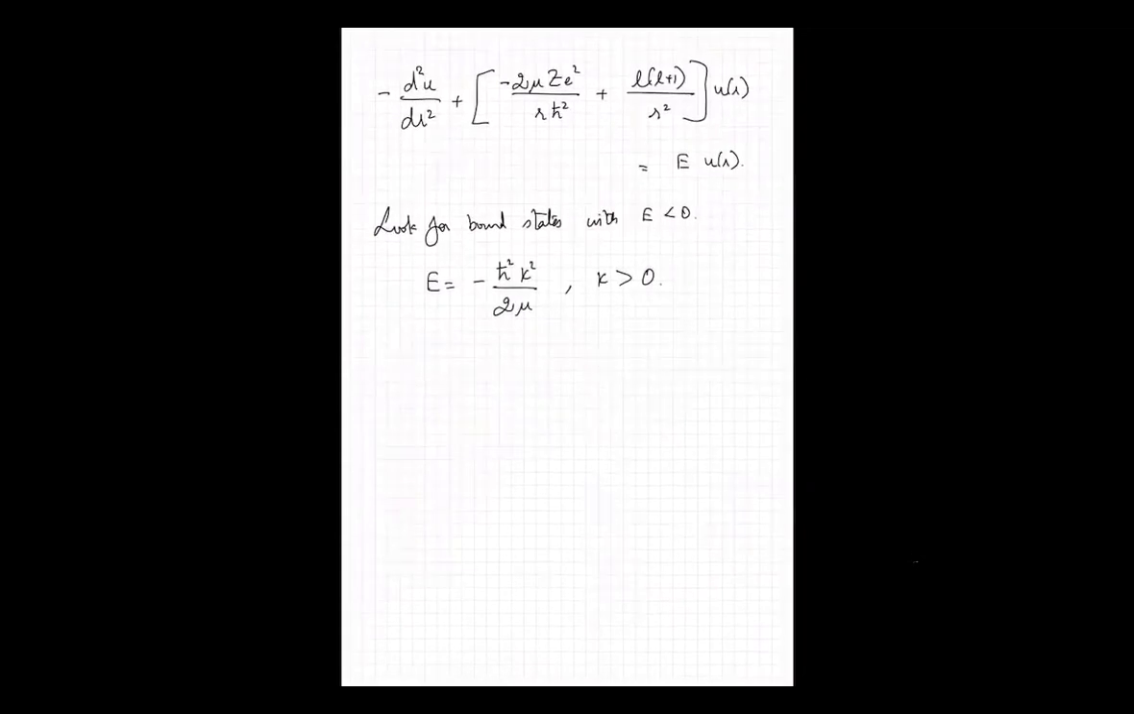If I substitute this back in the equation, I will get 2 mu Z e squared over r h bar squared. All this doesn't change at all.